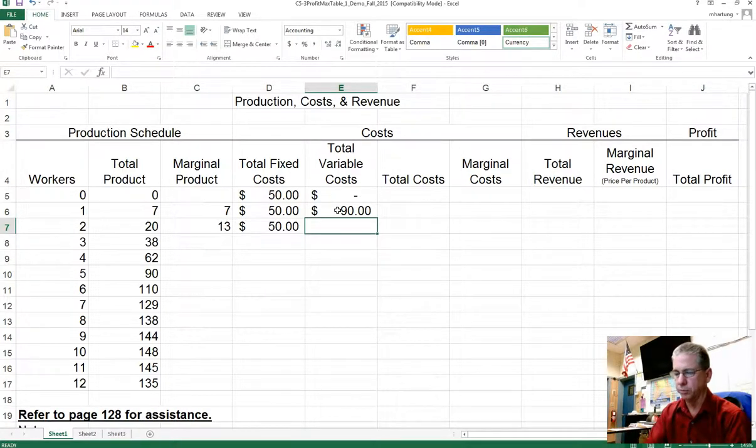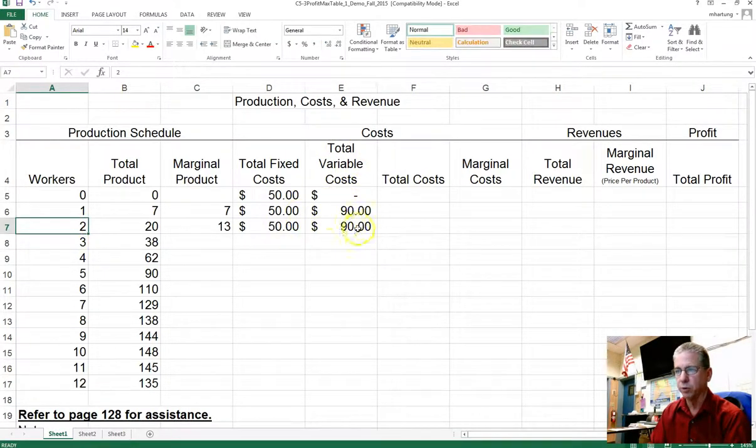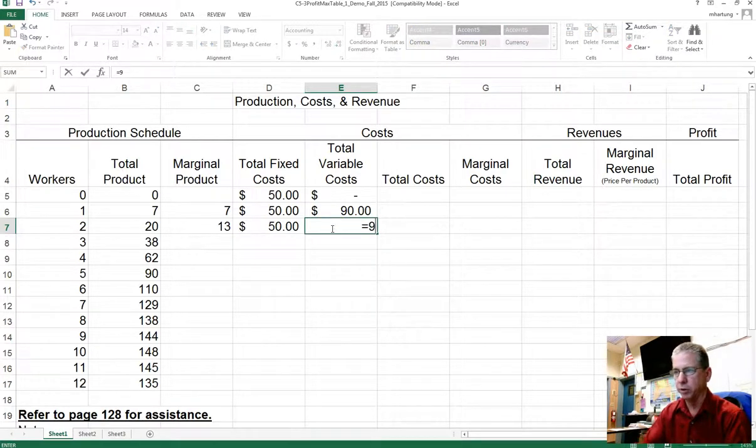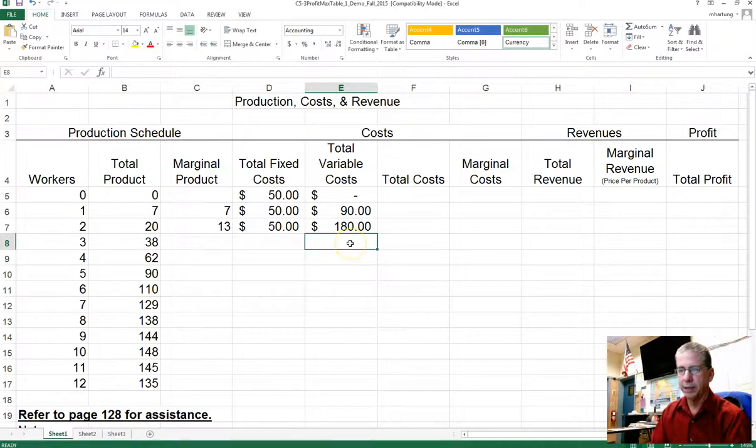Hire a second worker, it's going to be $90 plus the previous worker, because we're looking at total variable cost. So you couldn't just put 90 here. That worker, that's true, but that's not what we're asking. We're asking for total variable cost, not just the variable cost of that worker. So total is worker 2 is $90 plus the previous variable cost. And so we get 180. And the next one, I'll go ahead and do one more, is going to be 90 plus the previous total variable cost. And so we're increasing by $90 each time.